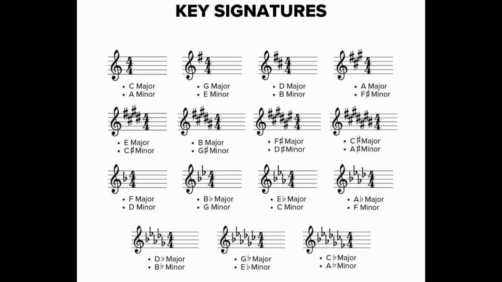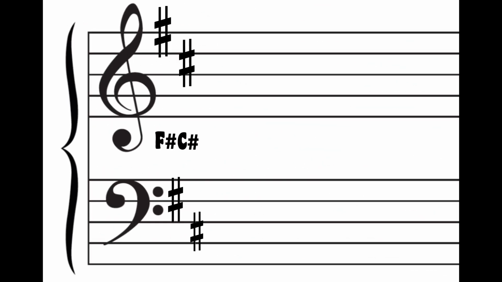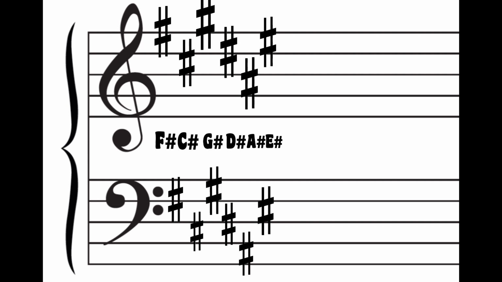In the order of sharps, the major keys are C with no sharps, G with 1 sharp, D with 2 sharps, A with 3 sharps, E with 4 sharps, B with 5 sharps, F sharp with 6 sharps, and C sharp with 7 sharps. The order of sharps that we will add starts at F sharp to C sharp, then G sharp, D sharp, A sharp, E sharp, and B sharp.